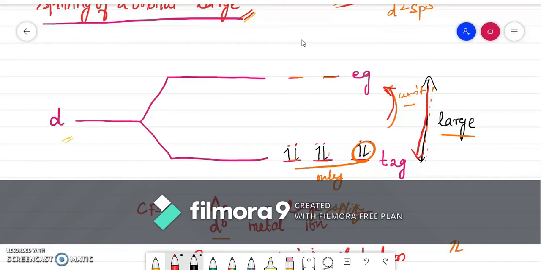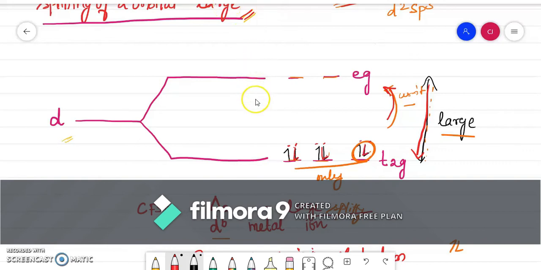Again it can't go to the eg, so it will come and pair in the same t2g orbital. So again it gets paired: 4, 5, 6. Okay, so this is the way it gets paired.